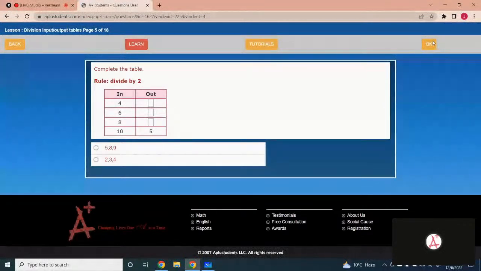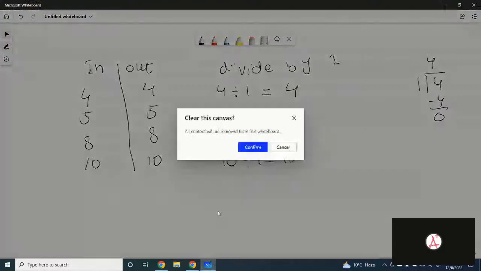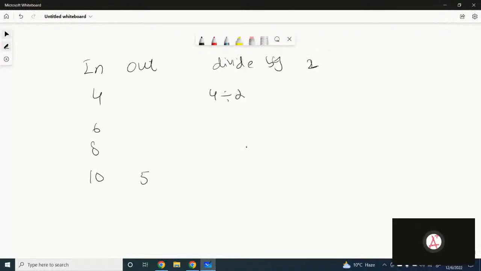4, 6, and 8. You have to divide them by 2. The input values are, very good, Nancy, it is 2, 3, 4. 4, 6, 8, and 10. So the rule is divide each input value by 2. It would be 4 divided by 2 equals 2. Times what number makes 4? 2 times 2 makes 4.